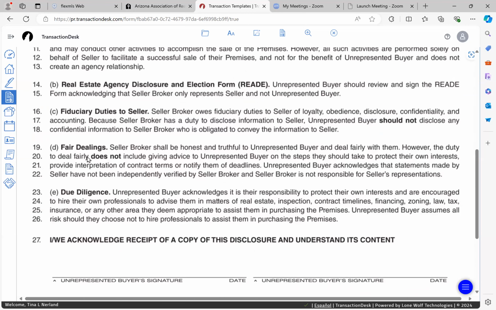Even though they're unrepresented, the seller broker shall be honest and truthful to the unrepresented buyer and deal fairly with them. However, the duty to deal fairly does not include giving advice to an unrepresented buyer on the steps they should take to protect their own interests. Provide interpretation.